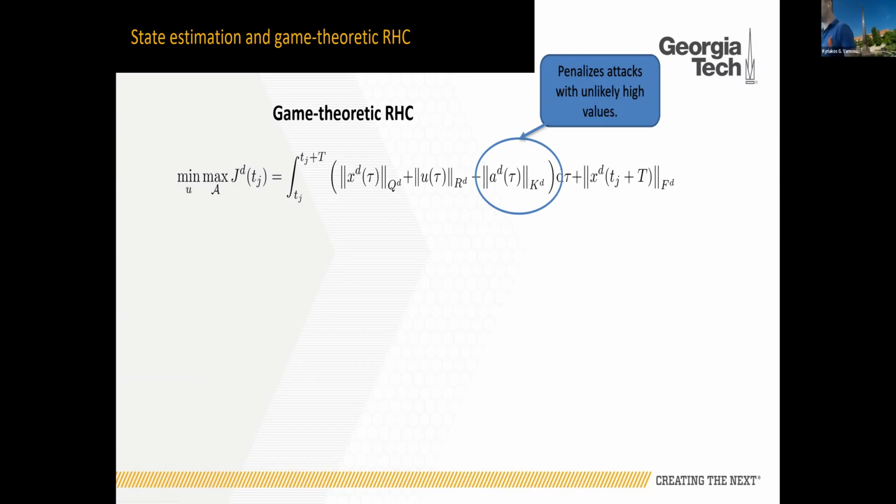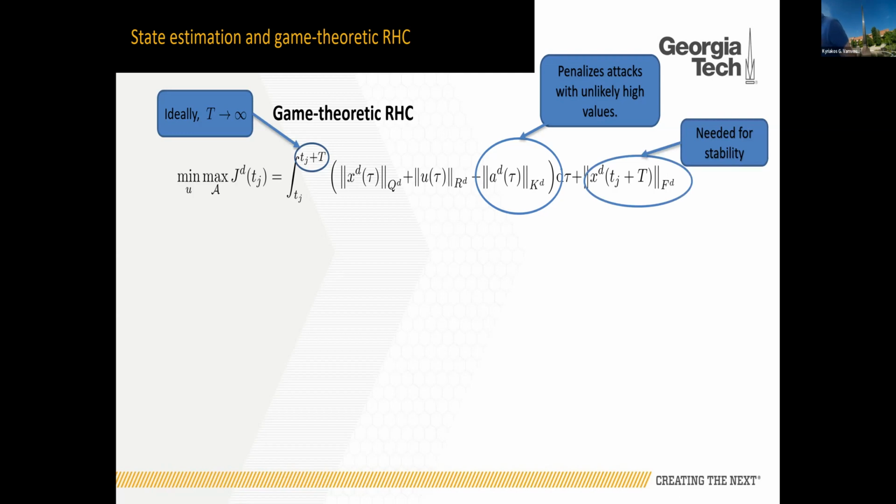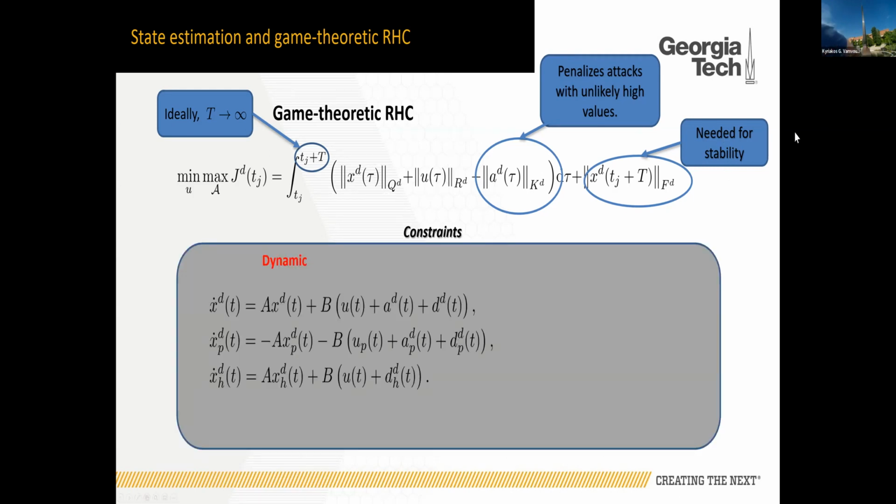So I will call ourselves pessimists, while the people that want to make some money are more optimists, right? Because the attacker, I guess, wants to make money, it comes with a minus there. That's why you do a min and a max. And then, of course, this will run forever, ideally. So we have to change this cost and incorporate the final condition, which is needed for stability, as you will see later.